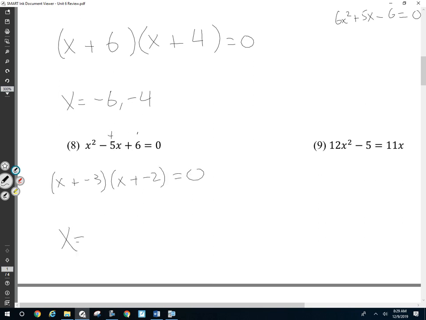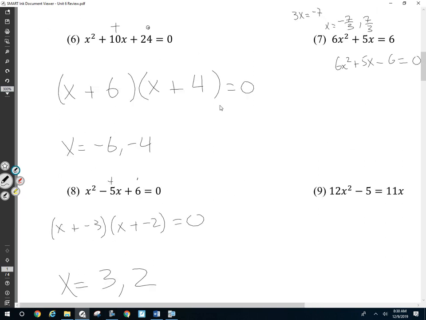Now my answers are not -3 and -2, because when you plug in 3, you get 0, which makes everything 0. When you plug in 2, you get 0, which makes everything 0. Great. So those are two of the easy ones. We got to make sure we do these.